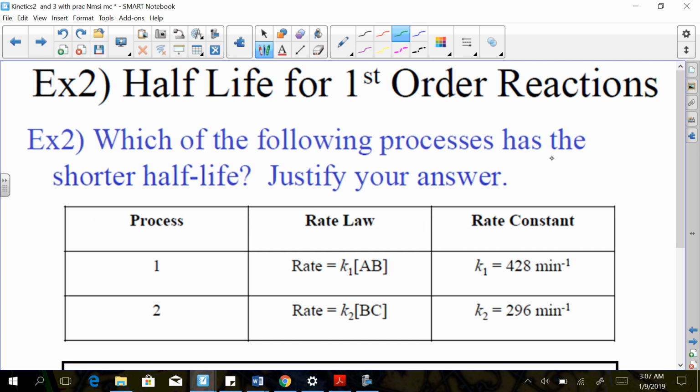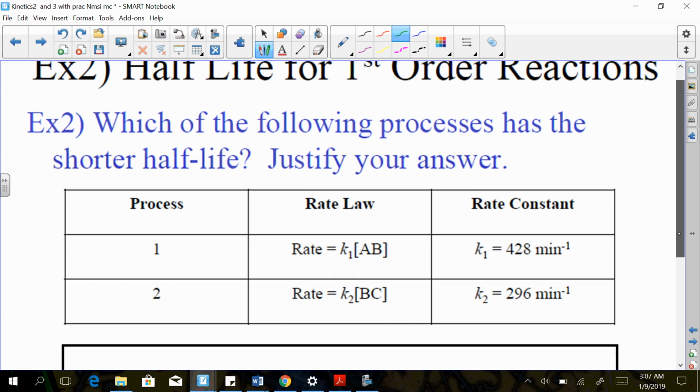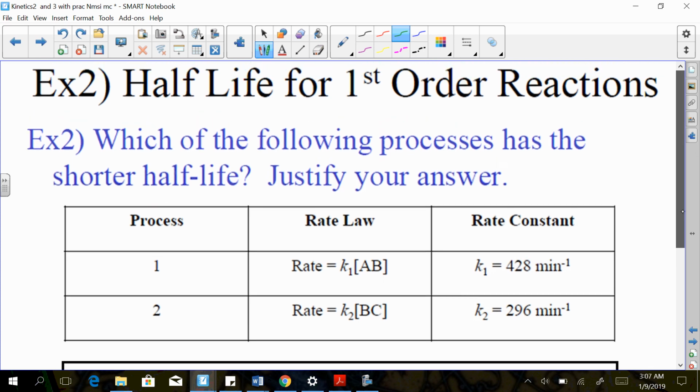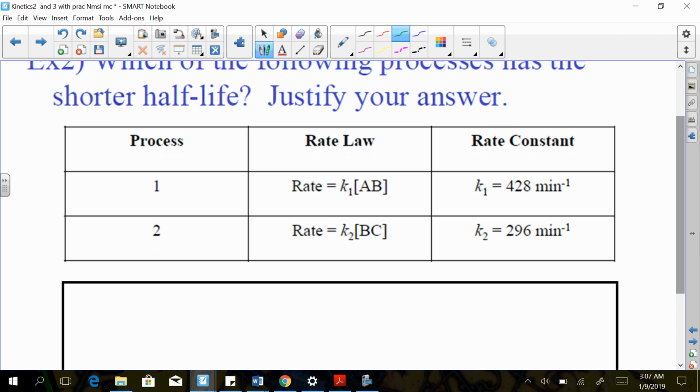Now, which of the following has a shorter half-life? Okay, so you have two different processes going on. You have two different rate laws here. And these are both first order, so they both have regular half-lives.